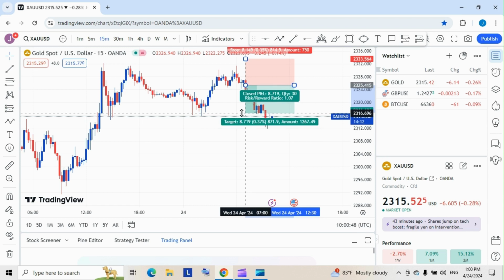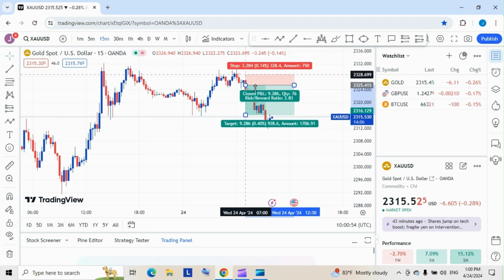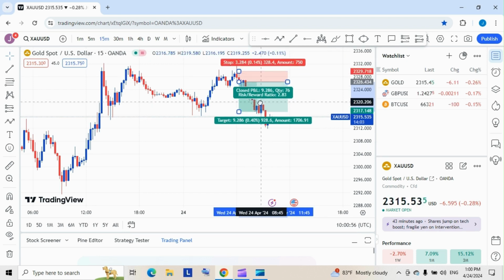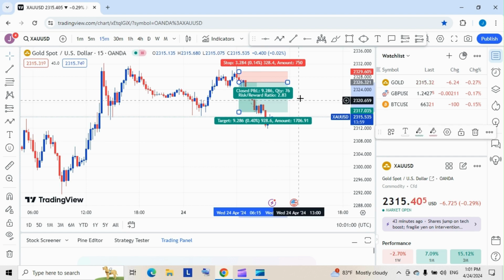Okay, let's do it like this. This is basically your entry. So you can see this is a risk to reward of what? 1 is to 2, 2.83. So if you are basically risking $100, you are going to make what? $200. If you are risking $10, you are going to make $20.